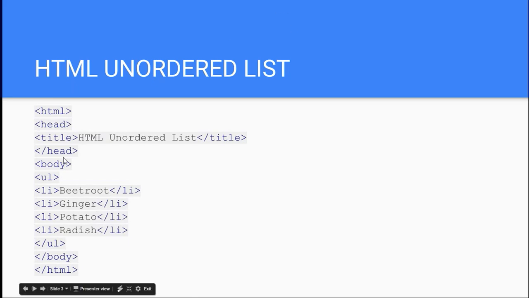Have a look at the code part here. In the HTML, we have a title. There is HTML unordered list. We close the head here and we open the body and we open the UL tag here. UL tag represents unordered list. And we close the UL tag here. In between this UL tag, we are making a list: beetroot, ginger, potato, and radish. So let us execute this program.